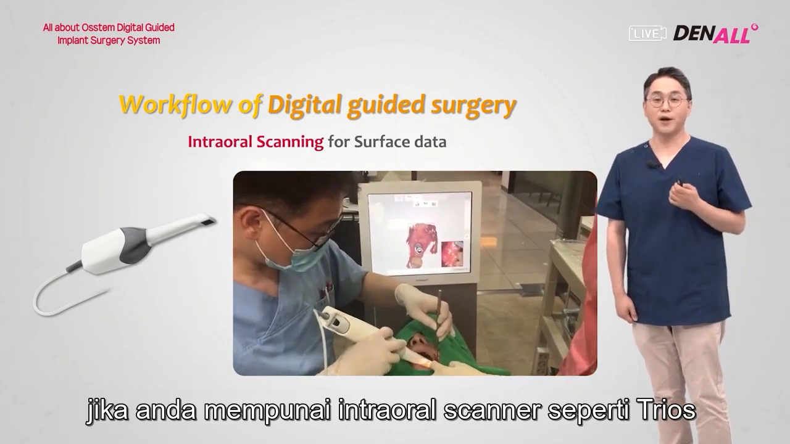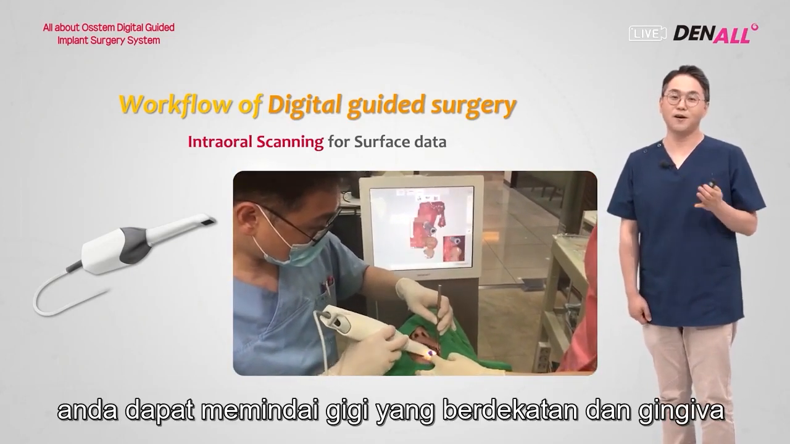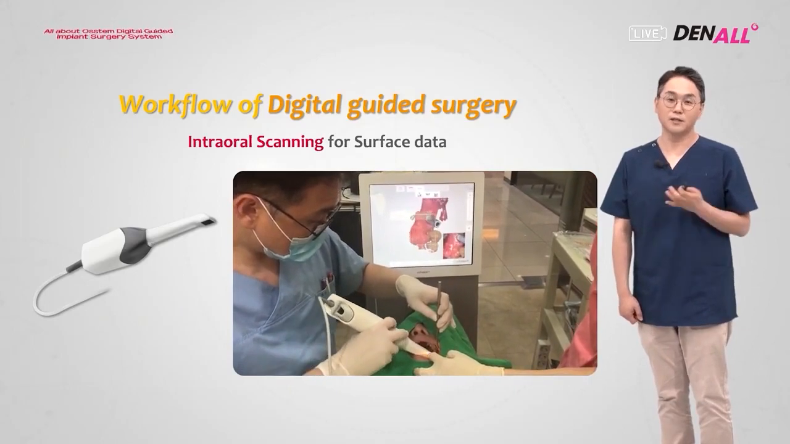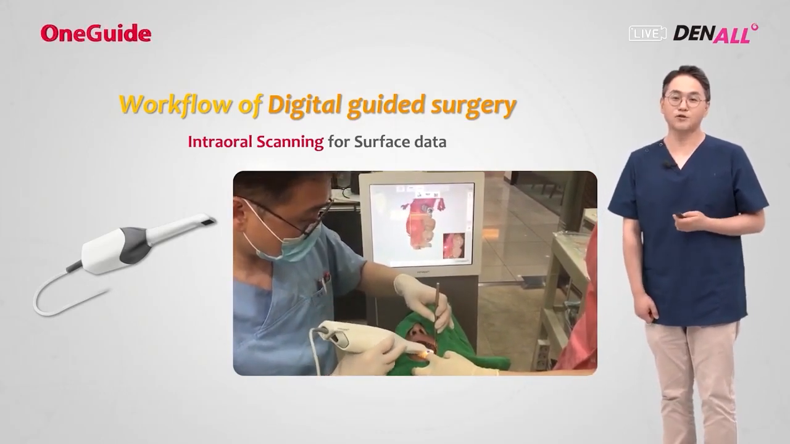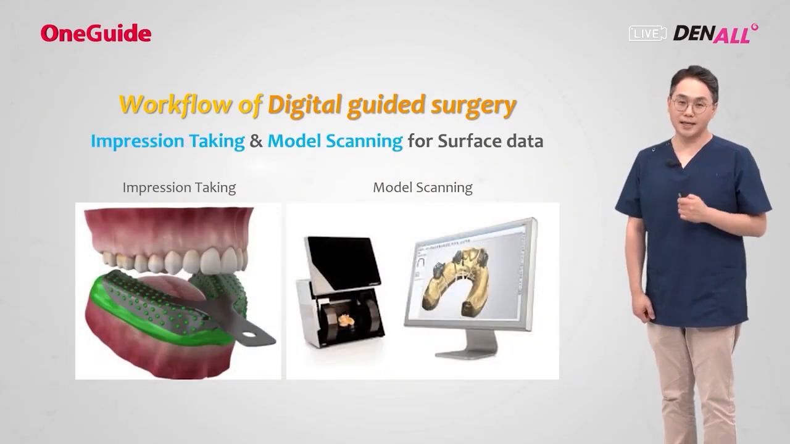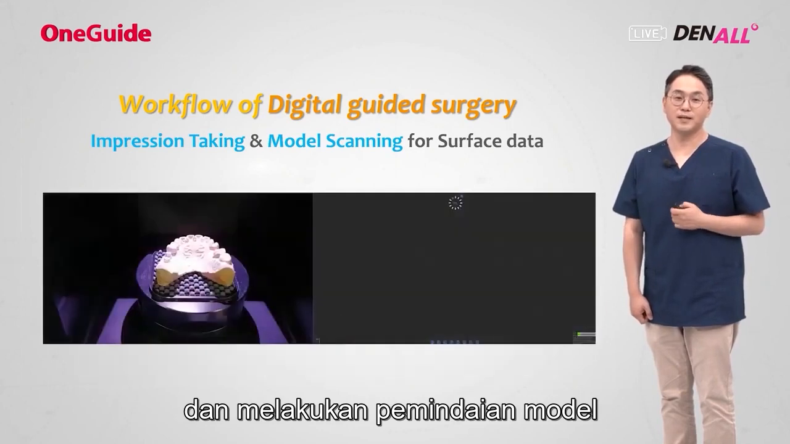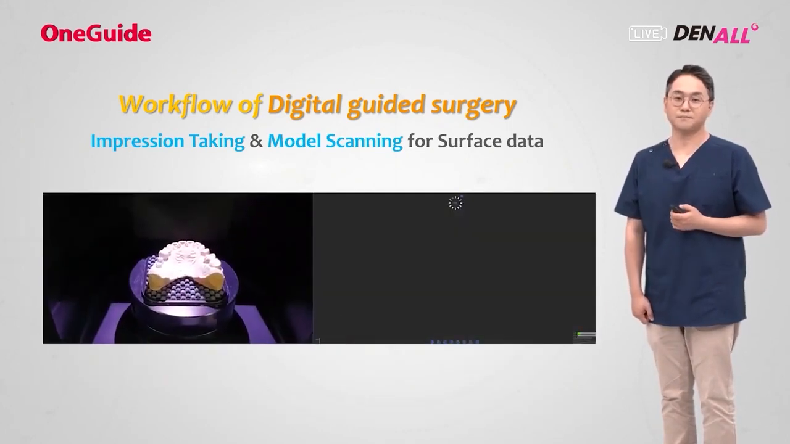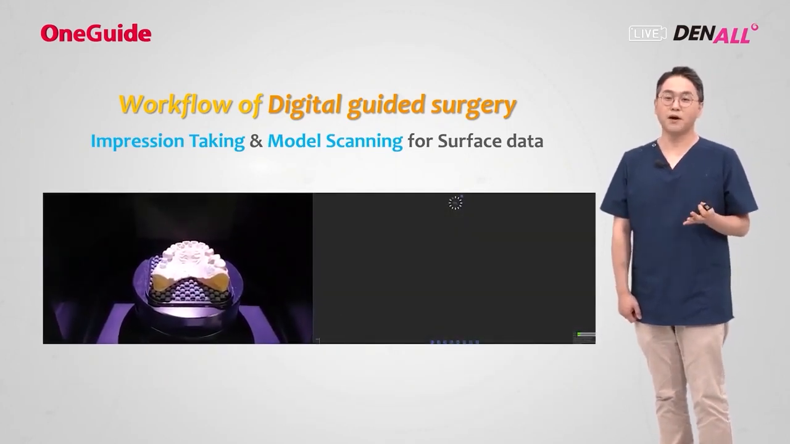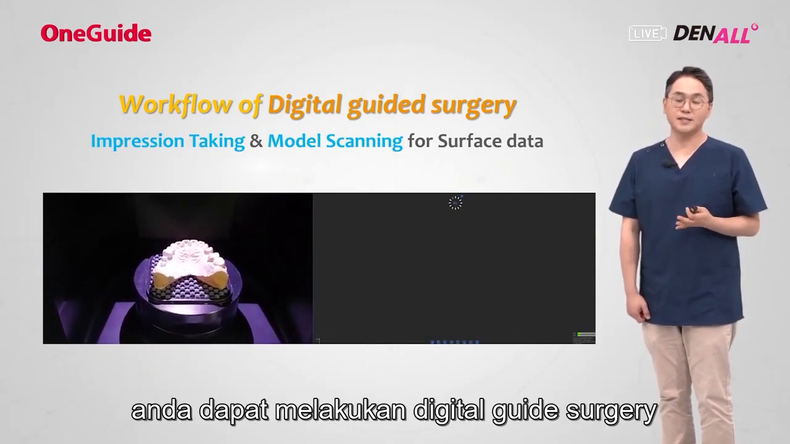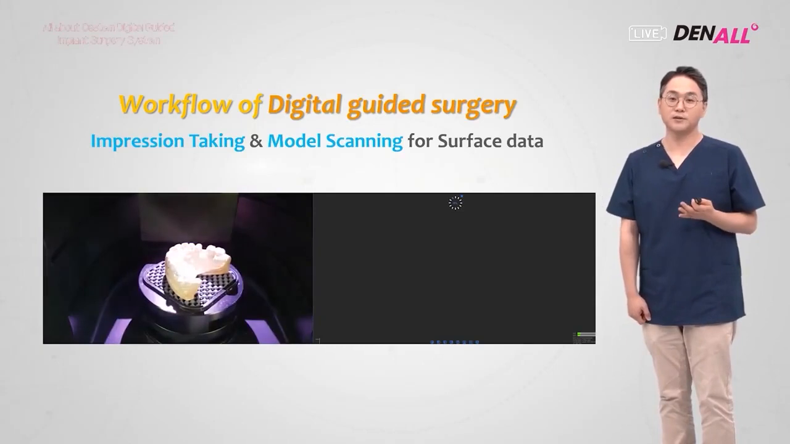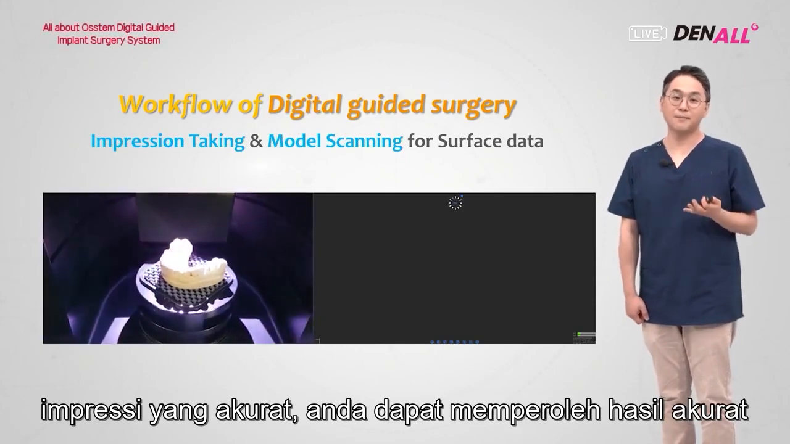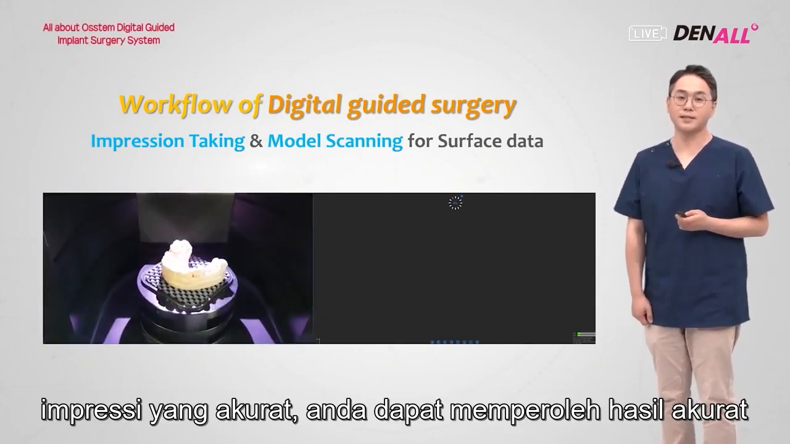If you have an intraoral scanner like Trios, you can scan adjacent teeth and gingiva. However, if you don't have one, you can still do digital guided surgery. You can take an impression, make a model, and do model scanning. By doing this, even if you don't have an intraoral scanner, you can do digital guided surgery. Even with model scanning, if you can take an accurate impression, you can get an accurate result.